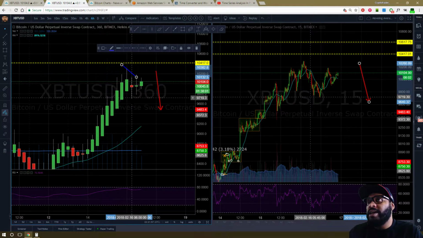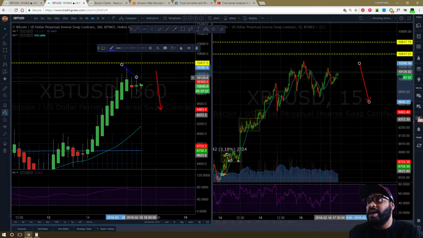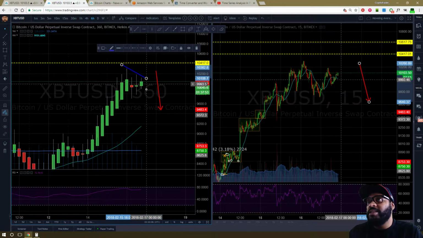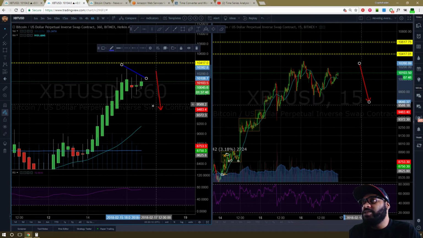Lower low. Okay. Then it does this: higher high, higher low, lower high, higher low. Still a reversal signal right there, to me, based on my experience.